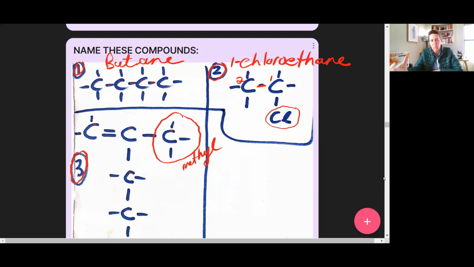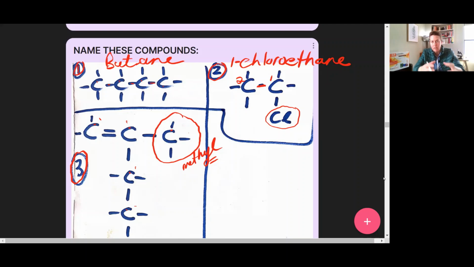It was methane, CH4, but it has 1 less hydrogen. So the suffix of methane changes to -yl if it loses a hydrogen. So methyl is that substituted group. So you've got 1, 2, 3, 4 carbons on the main chain. You've got a methyl group, but now you have to know where to start numbering.